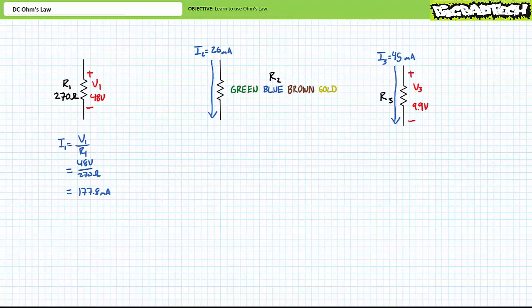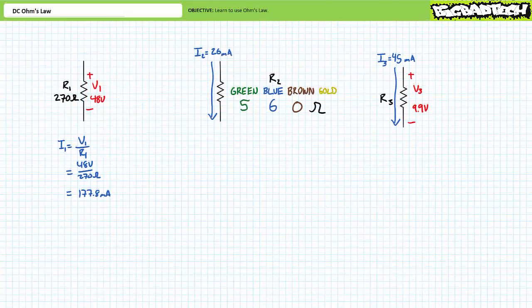Our first problem features a 270 ohm resistor experiencing a 48 volt drop across it, and we're being asked to solve for current through it. Current is voltage over resistance. 48 volts over 270 ohms yields 177.8 milliamperes of current. Given the polarity markers for this passive element, we would expect conventional current to travel top to bottom.